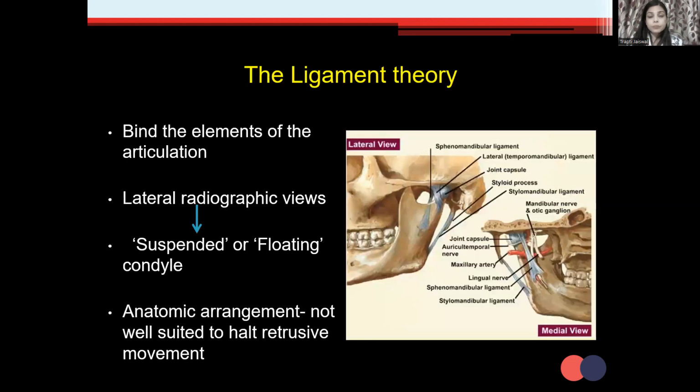Ligament theory: we know that there are ligaments, the sphenomandibular, stylomandibular, and lateral ligament, which bind the temporomandibular joint, and these ligaments bind the elements of articulation. But in the lateral radiographic view, we can see the suspended or floating condyle. So this anatomical arrangement is not well suited to halt the retrusive movement. So this theory was not accepted.